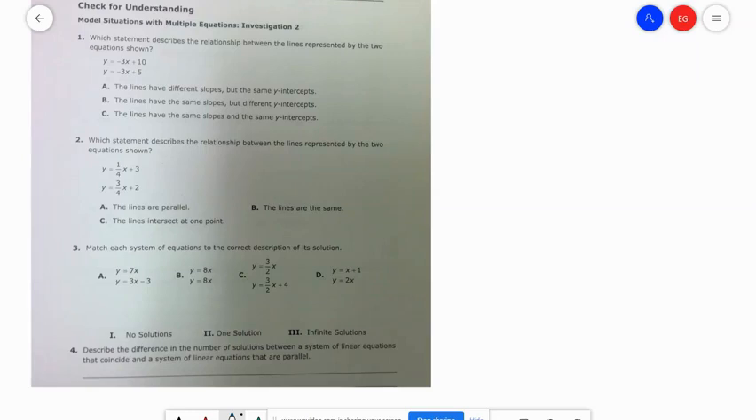All right, guys, so this is 8.9.1.2. All right, so let's go ahead and start solving these ones.